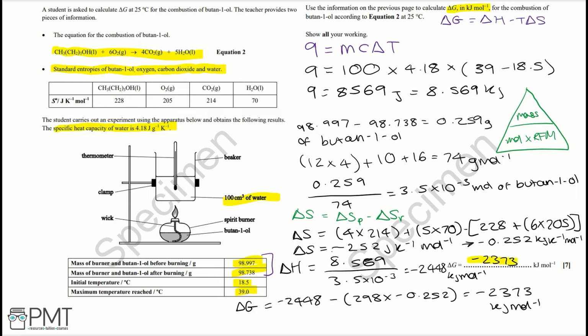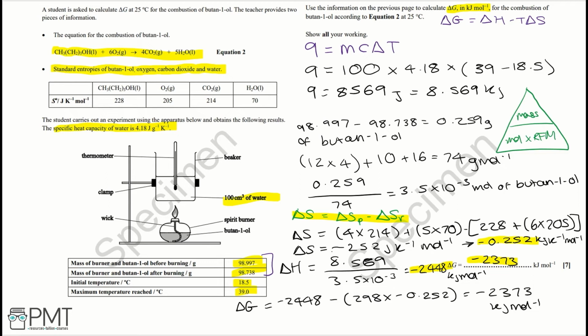To get the 7 marks in this question, you get a mark for working out Q, you get a mark for working out your moles of butan-1-ol, you get a mark for working out your delta H, which I've written here as minus 2,448. I've added the minus because it's a combustion reaction and that's exothermic. And then you get a mark for working out that delta S is your change in entropy of products minus your change in entropy of reactants. And then you get a mark for working out that that is minus 0.252.